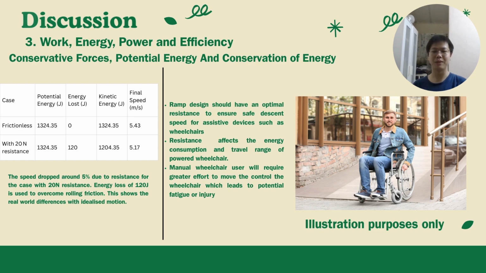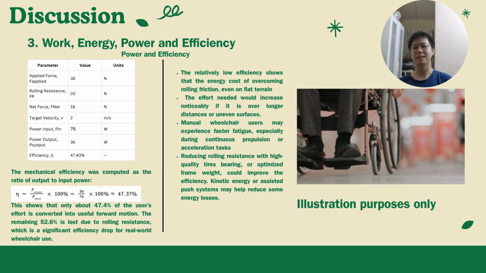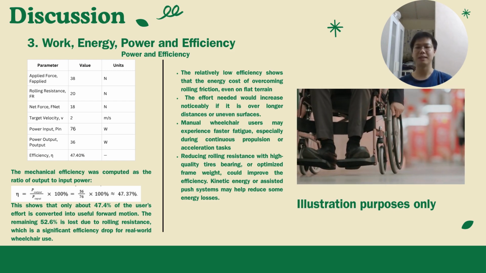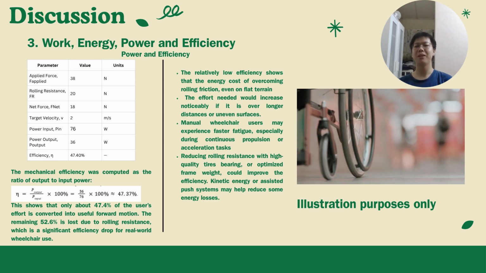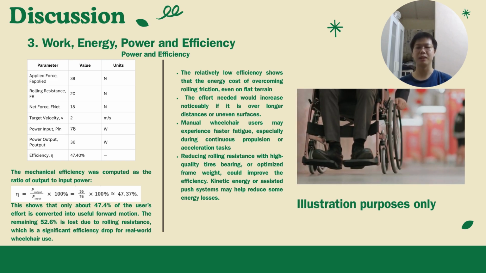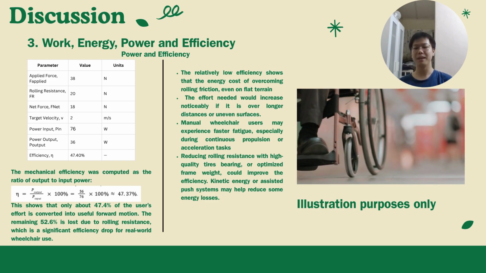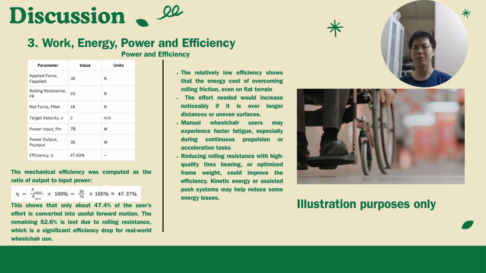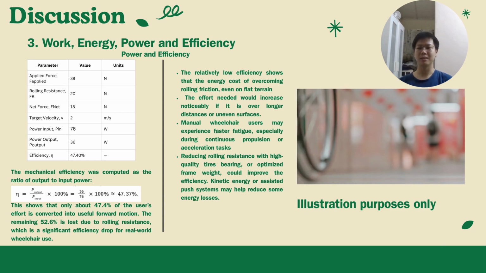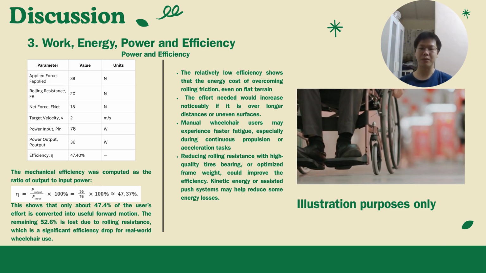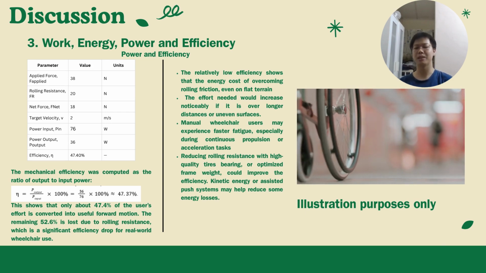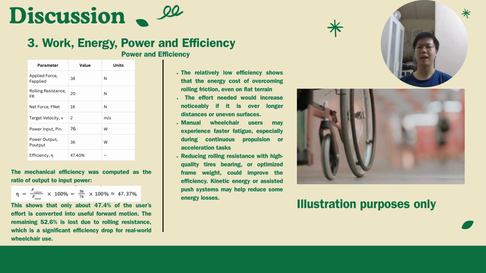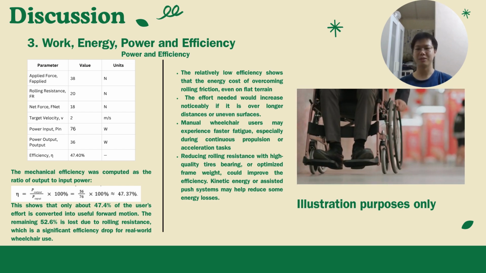Next, for power and efficiency, we found the efficiency to be around 47.4%. This means that just under half of the user's effort is converted into useful forward motion. The remaining 52.6% is lost to rolling resistance. This relatively low efficiency highlights the energy cost of overcoming friction even on flat terrain. Over longer distances or uneven surfaces, the effort needed increases noticeably.